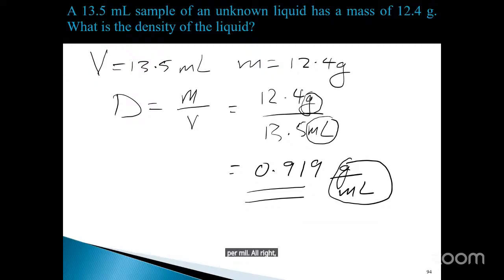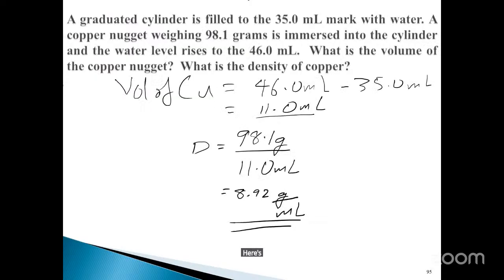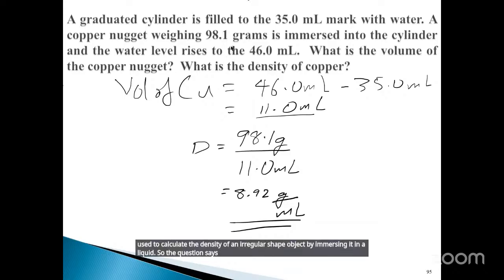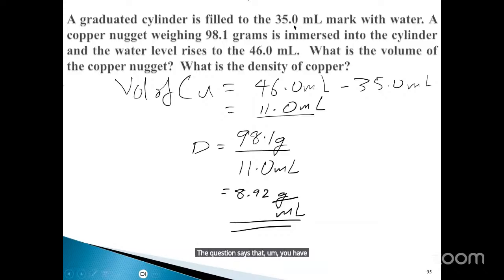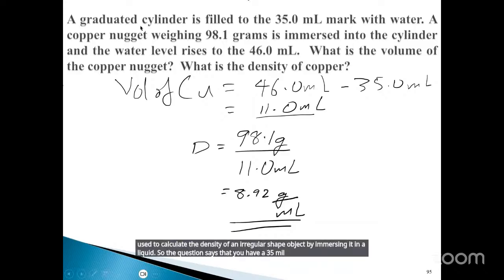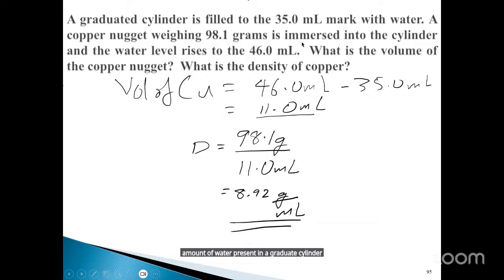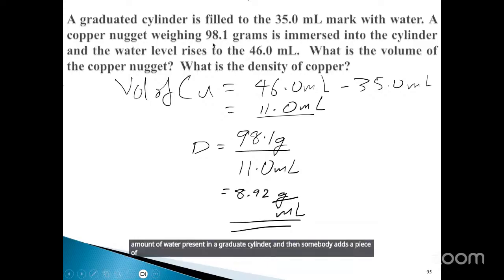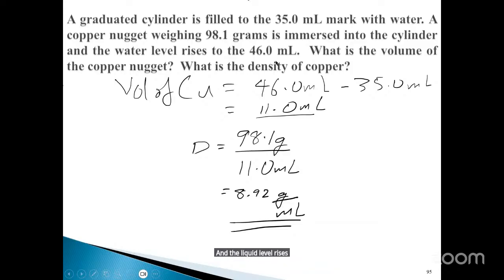All right, here's another example. Now this one is used to calculate the density of an irregular shaped object by immersing it in a liquid. So the question says that you have a 35 mil amount of water present in a graduated cylinder, and then somebody adds a piece of copper weighing 98.1 grams to it, and the liquid level rises to 46.0 mils.